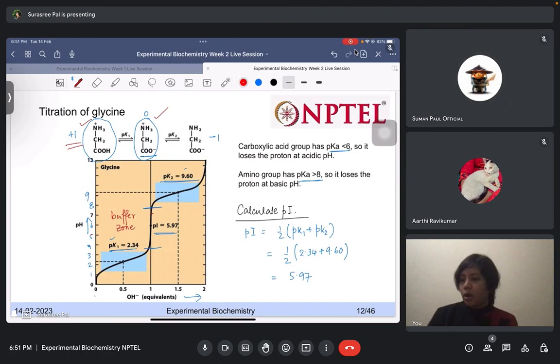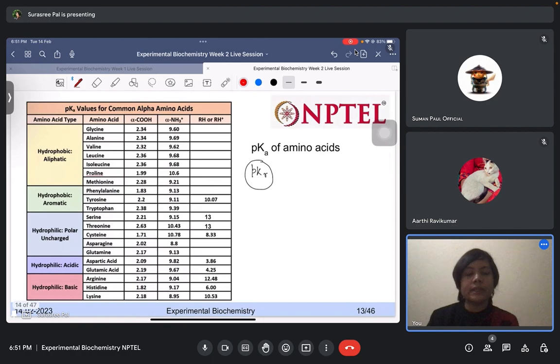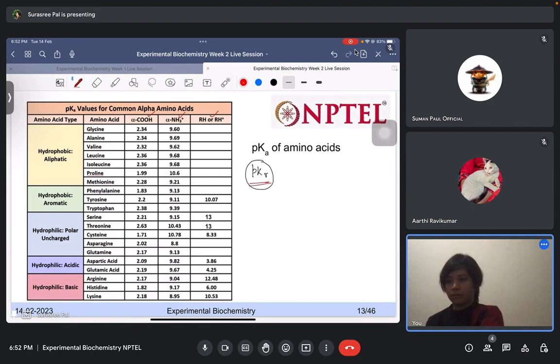All right. So next we will discuss the pKa of several amino acids. These are the 20 common amino acids that are present in our body, inside our proteins. And you can see that there are 3 pKa values, 3 columns. One is the pKa of the alpha carboxyl group, one is the pKa of the amino group, and another is the pKa of the R group or the side chain, which we can also denote as pKr.